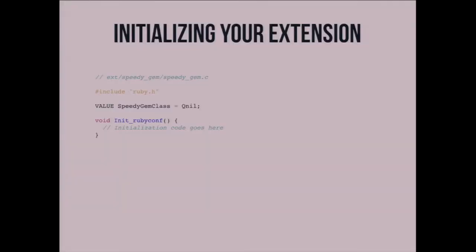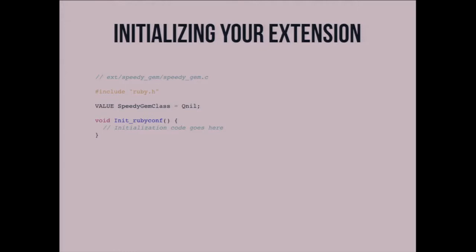So every gem that has a C extension needs to be initialized by Ruby. And this happens because we might need to define modules or classes or methods. Otherwise, it's pretty useless. So you go on to creating your first C file, where you include the Ruby headers. So that gives you access to the whole of Ruby's C API.